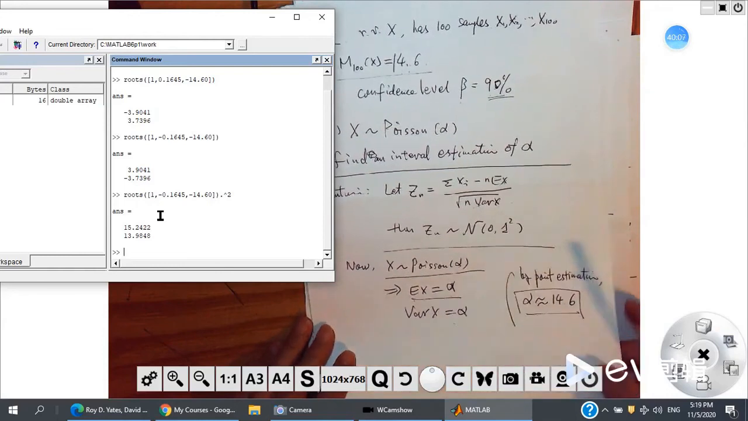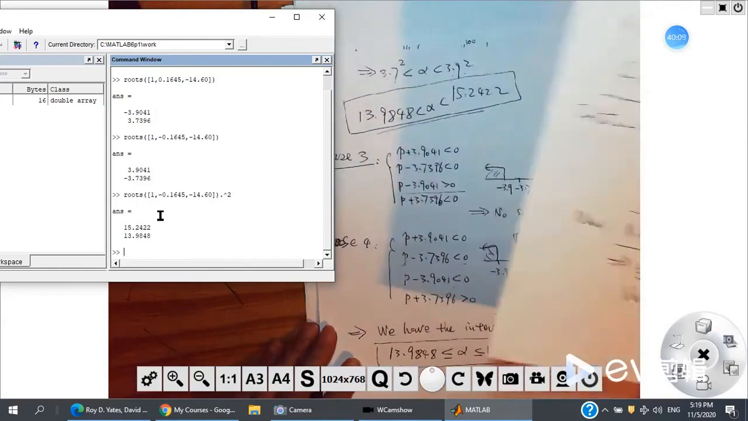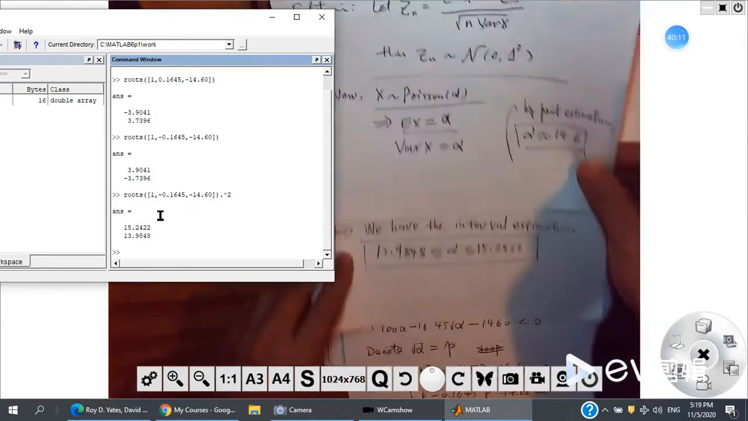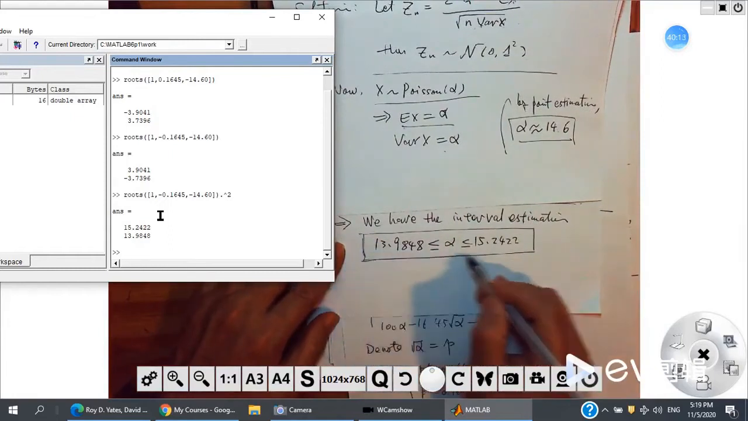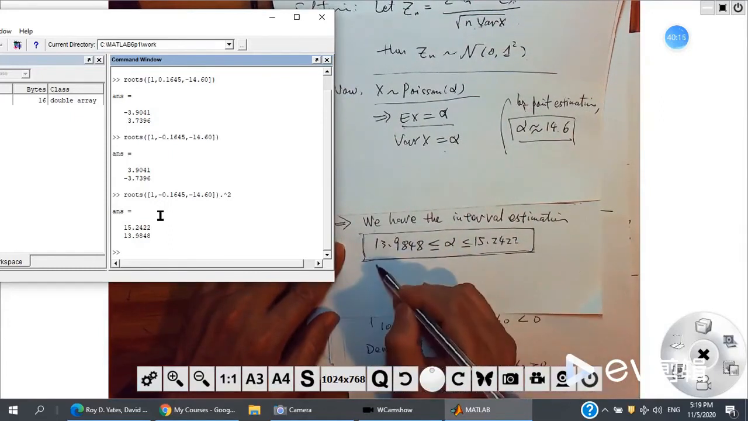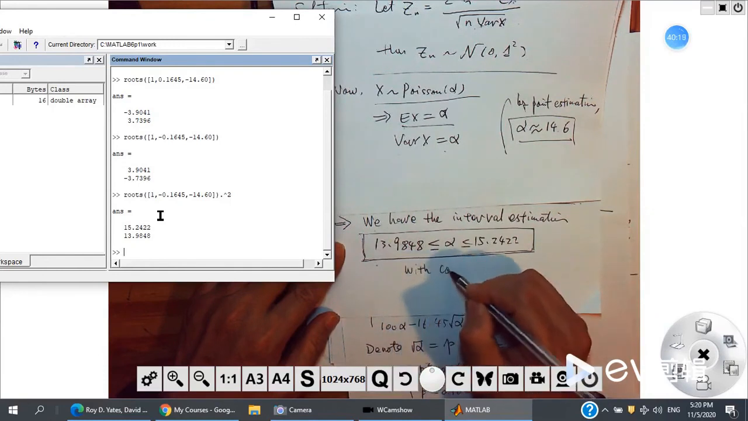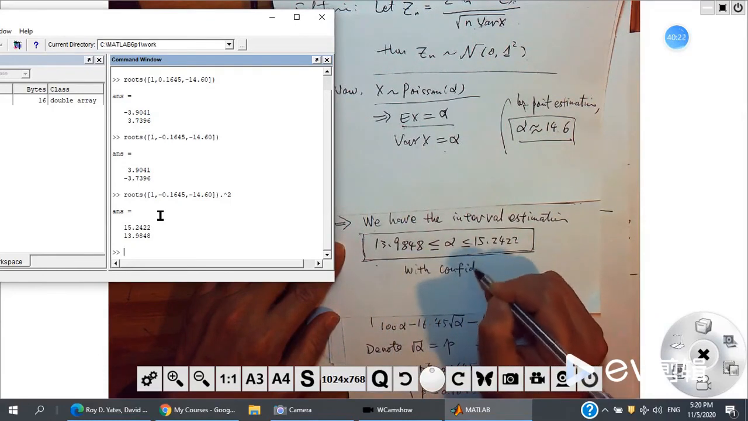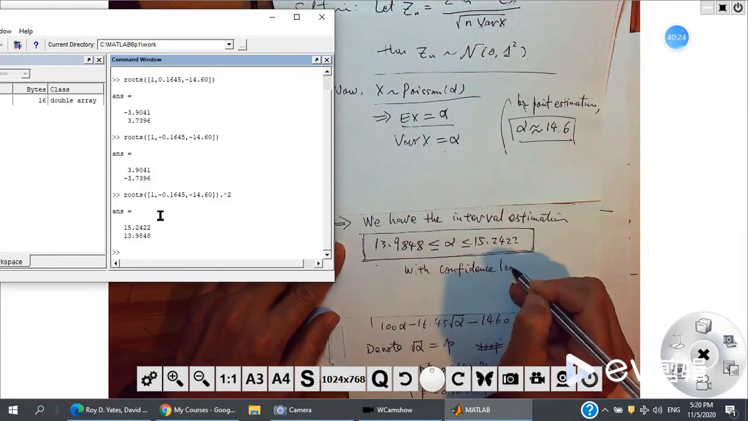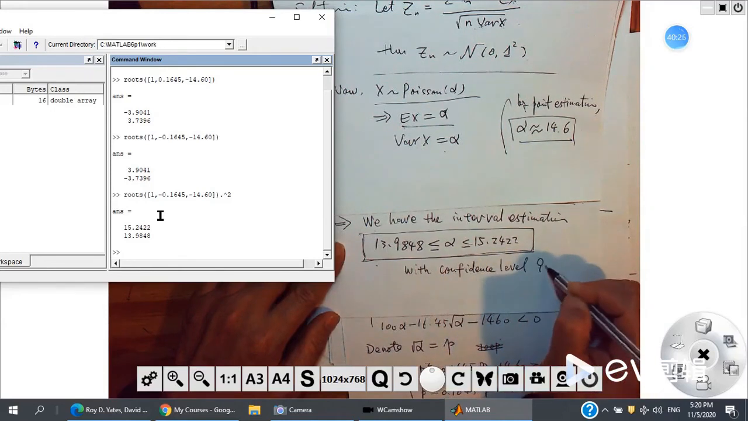And now we use the interval way. This is the interval estimation, with confidence level 90%, 95 or 90. I forget.